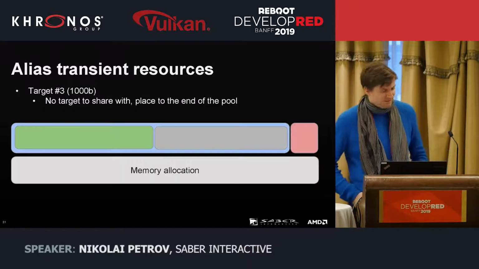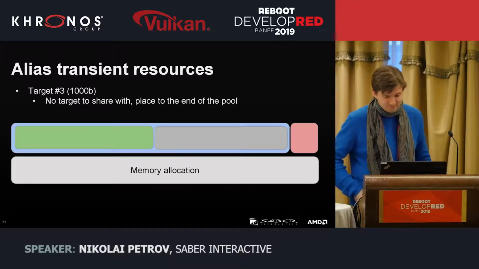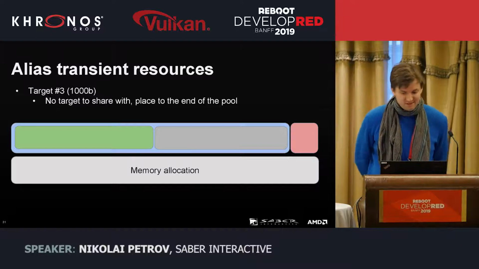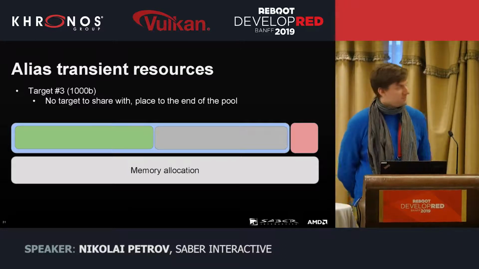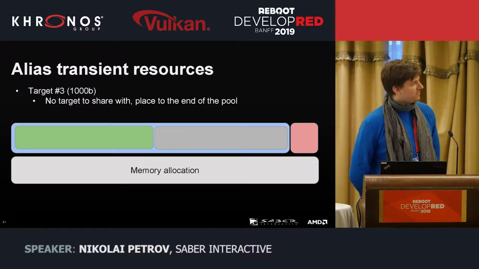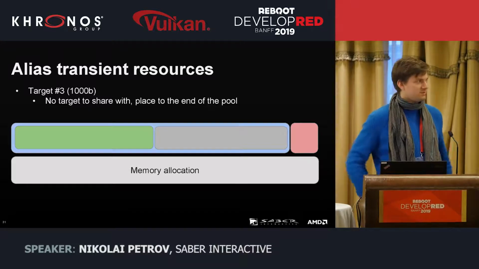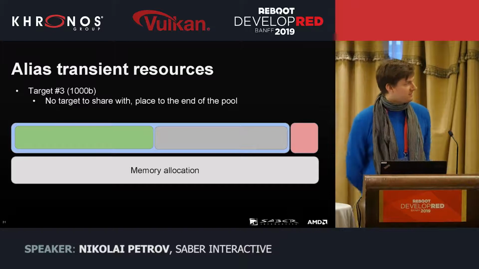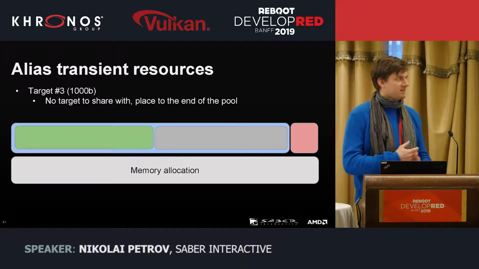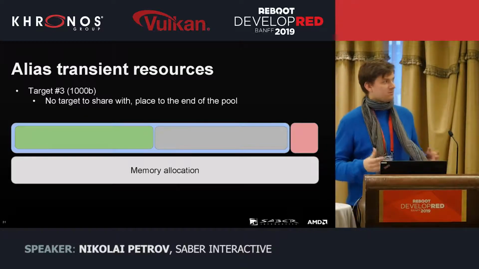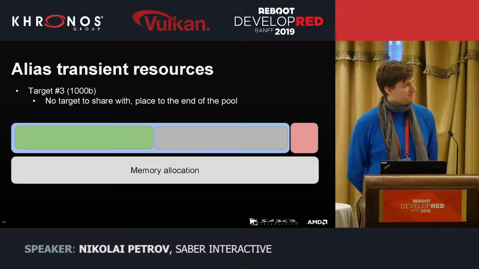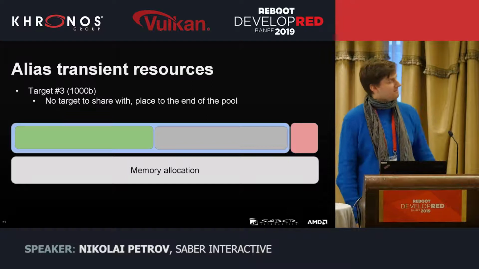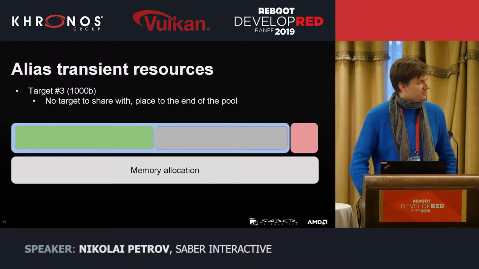And after that, the last target should be put into the blue space, but actually we can't do it because the blue block is completely covered by other resources. So we just need to put it at the end of our common block, and after that we can calculate the total size and do the memory allocation.